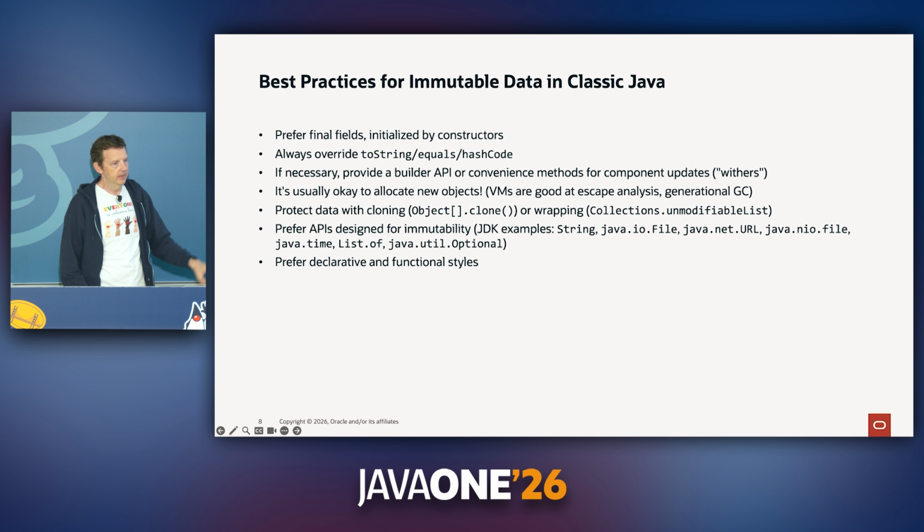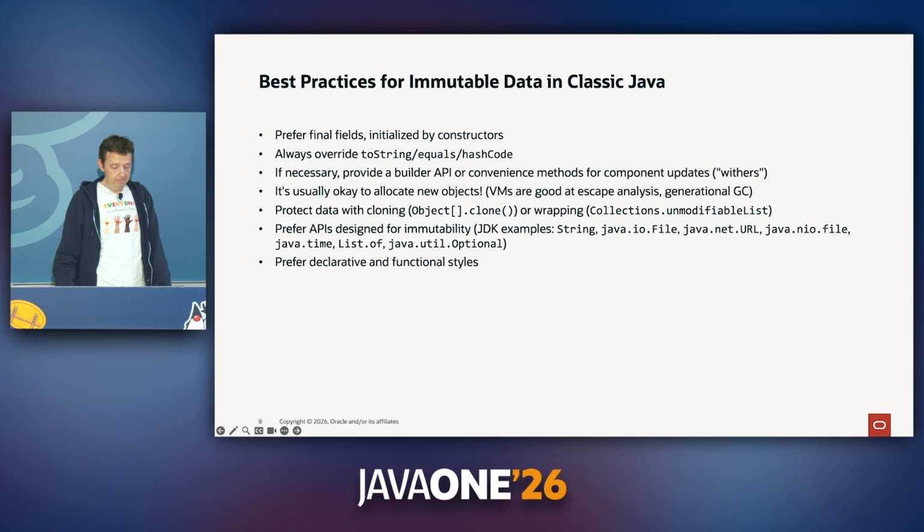Like I said, it's usually fine to just allocate lots of new objects, and that's not something you should worry about. VMs are good at managing memory. You should protect data with cloning if you need to. So if you've got arrays that you have to work with, clone them on the way in or the way out so that you know it's trusted and accidental mutation won't affect you. Or wrapping, like Collections.unmodifiableList. Take a mutable thing and protect it so that anybody who interacts with the wrapped thing can't perform mutations.